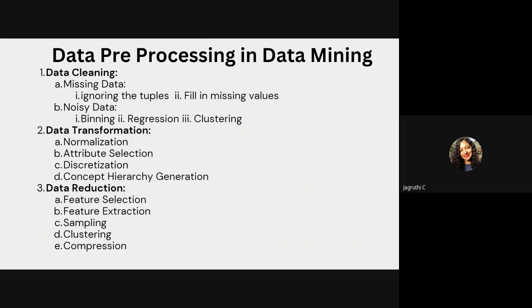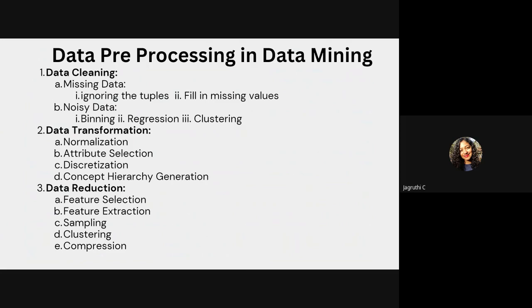Coming to data reduction, feature selection and feature extraction are pretty much similar. The only thing you need to make sure is that even though you reduce the size of the data set, you preserve the important information and the important columns that you need. So this is basically feature selection and feature extraction.